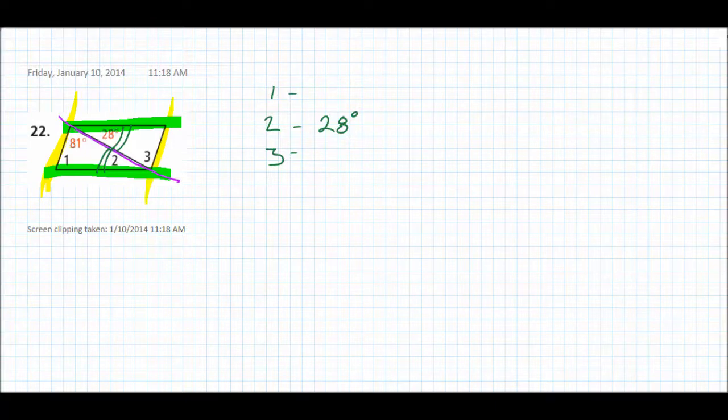Okay, so angle 3, by alternate interior angles, must be congruent to 81. So again, just by inspection, angle 3 must be 81 degrees.